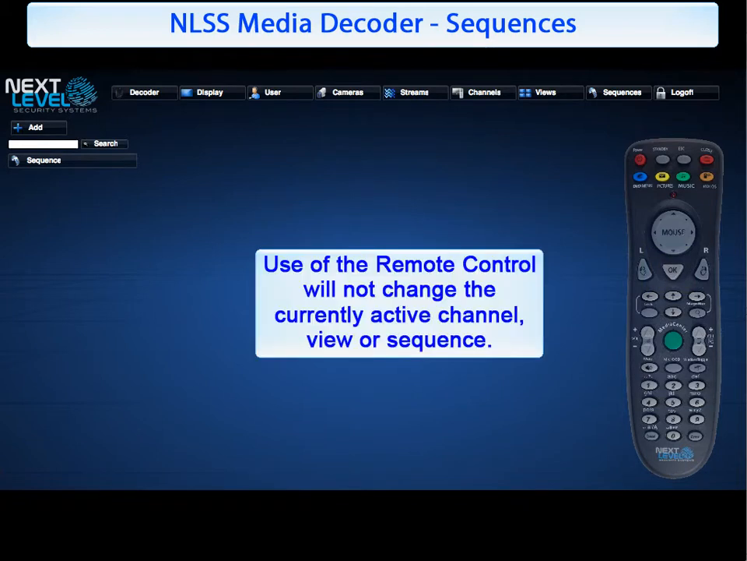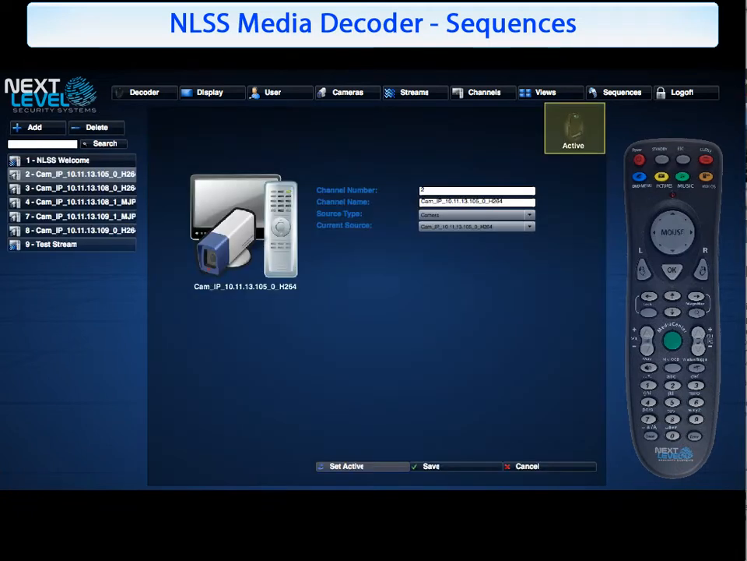Note, the channel, view or sequence that was set active will not change when selecting another channel via the remote control. To change the active channel, view or sequence, select the desired output to be displayed and then click on the Set Active button. As we saw earlier, the active icon will appear to indicate that the current channel, view or sequence is active.